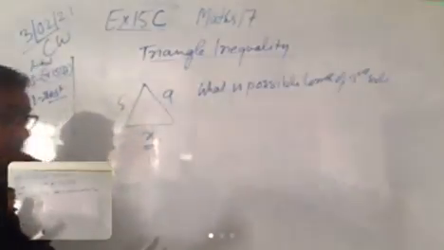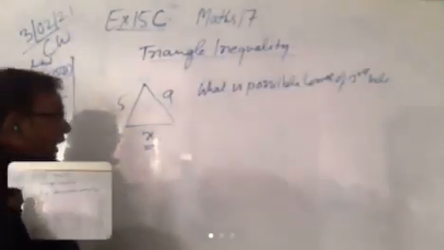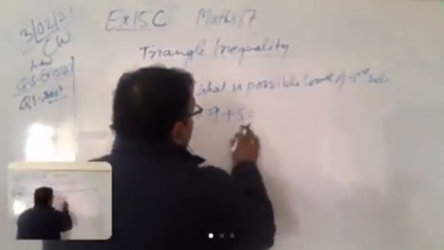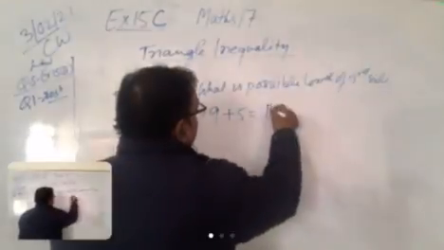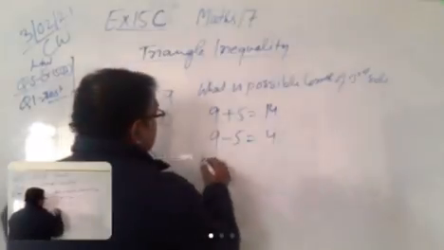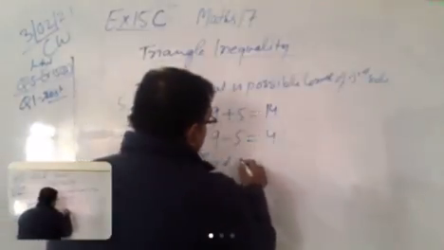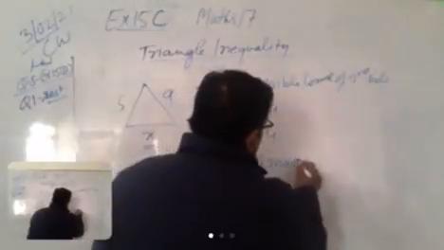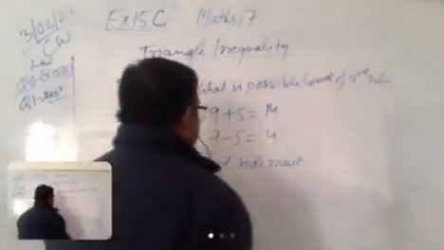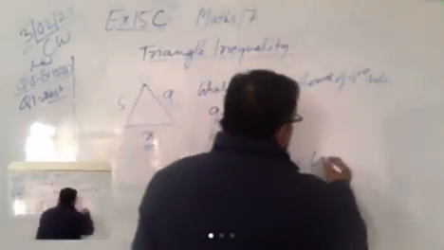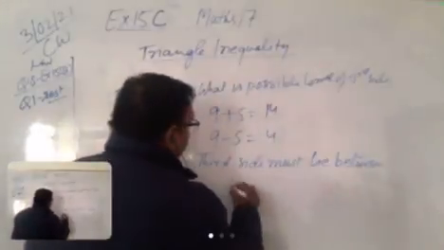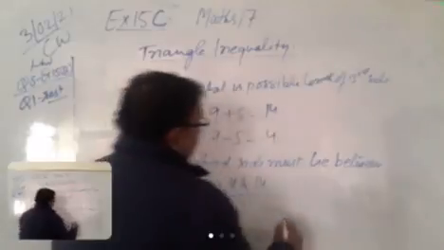So we have to add first and then subtract. 9 plus 5 is equal to what? 14, and 9 minus 5 is equal to 4. So the third side must lie between 4 and 14. Is that clear?